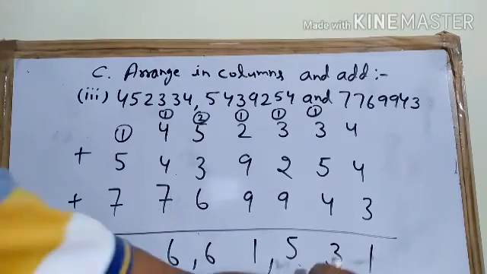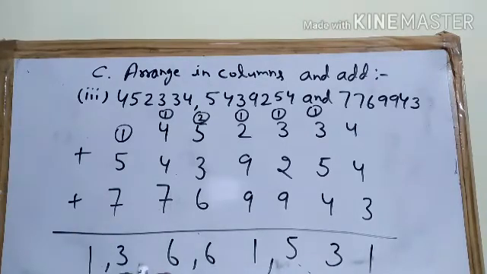So we get ones, tens, hundreds, thousand, 10,000, lakh, 10 lakh, crore. 1 crore 36 lakh 61,531. This is your answer.